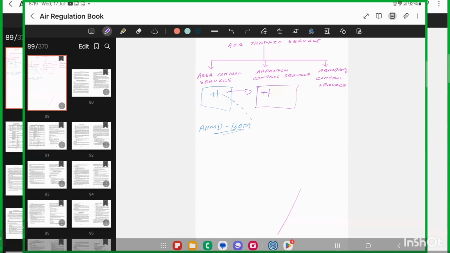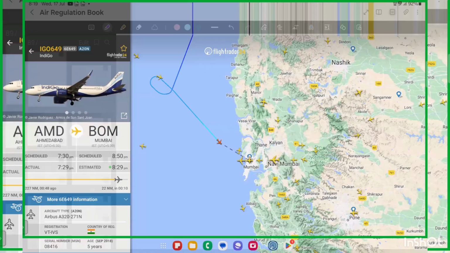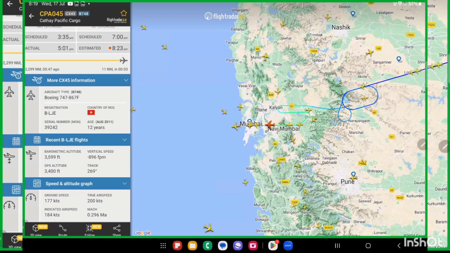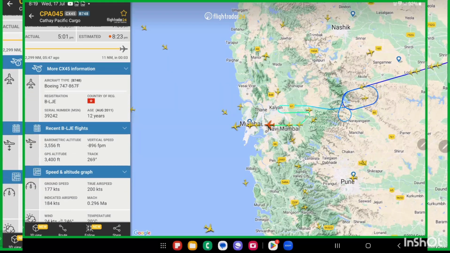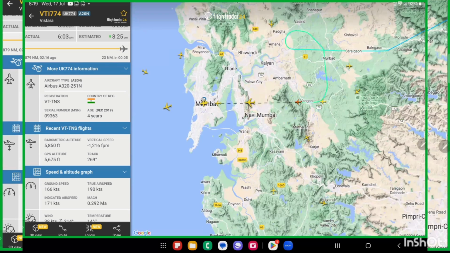Let's see. Can you see this aircraft lining up here? Can you see this Cathay Pacific Cargo, from Hong Kong to Bombay? It is passing at an altitude of 3,500 feet now. Behind that, can you see one more aircraft? This red one is a Vistara flight. Behind that, there is another aircraft, and here there is another aircraft. So what are these aircraft doing? One after the other, they are going to land at this airport.